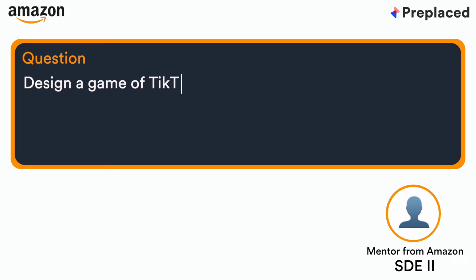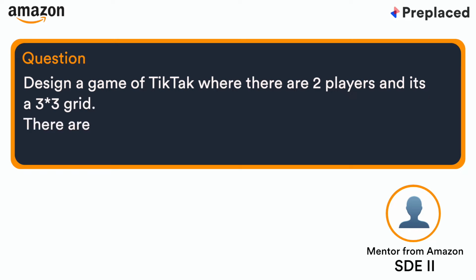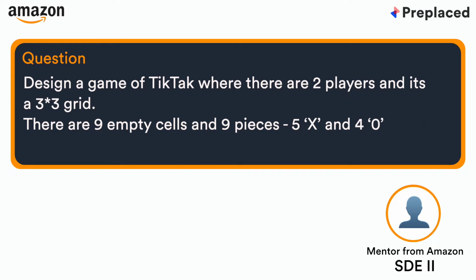Design a Tic-Tac-Toe game where there are two players. It's a 3 cross 3 grid. There are nine empty cells and nine pieces, five Xs and four Os.